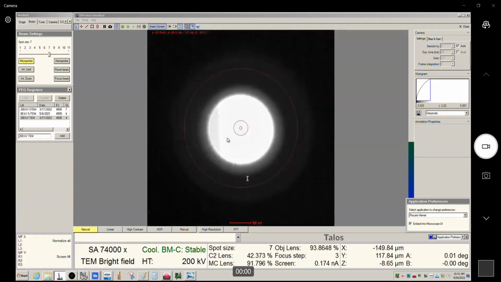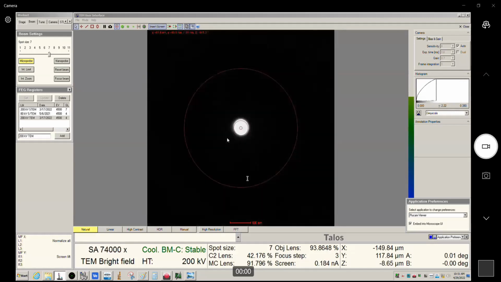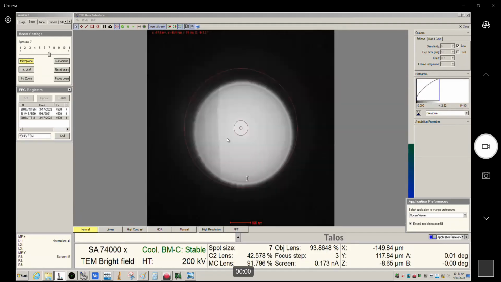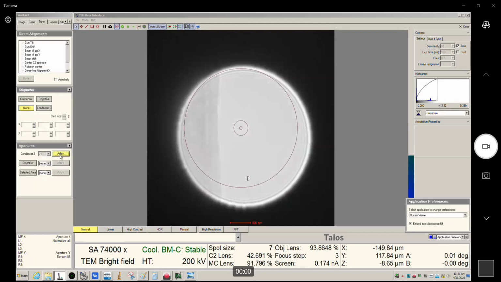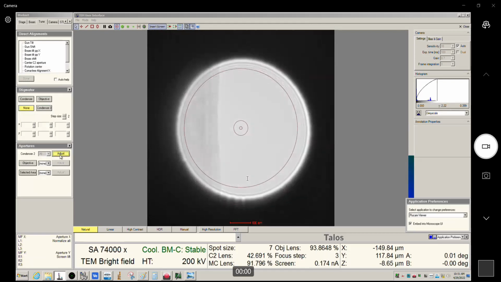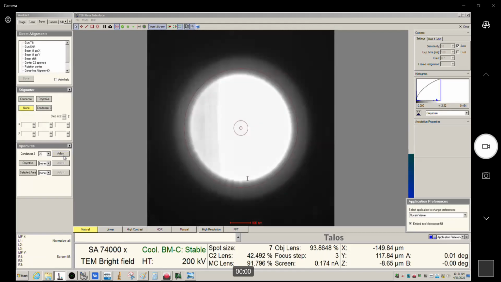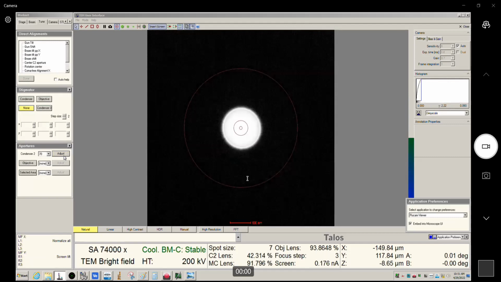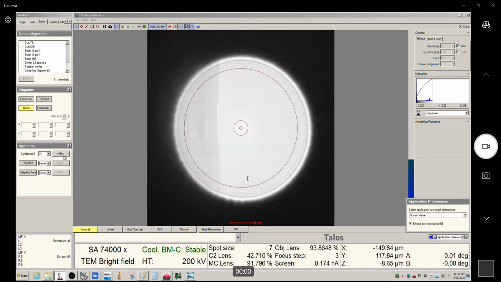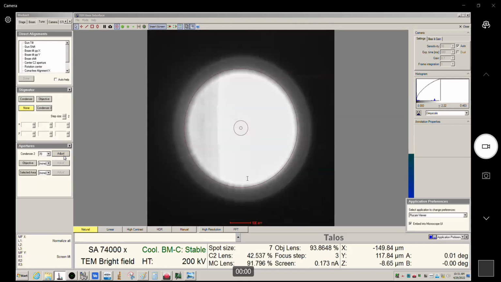Let me just check the alignment here. When you change spot size, usually you should just check all the alignment again. So you can see the C2 aperture's off a little bit. Cutting out on me. Okay, looks pretty good. Beam looks circular, so that's good.